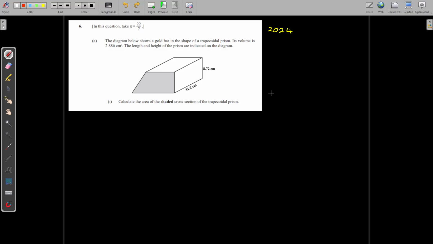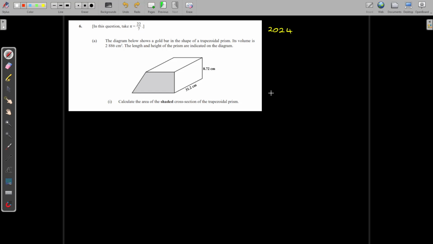Its volume is 2,886 cubic centimeters. The length and height of the prism are indicated in the diagram. Calculate the area of the shaded cross section of the trapezoidal prism.